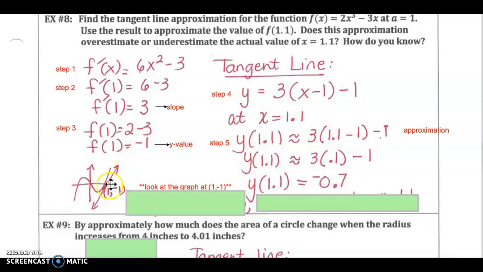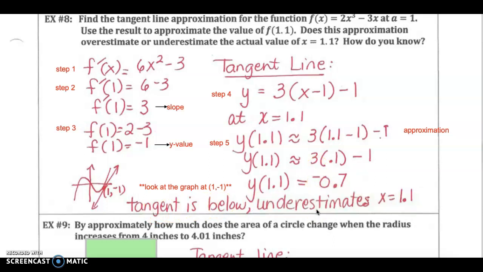Okay, so when we look at that, that line is under the actual function. So the tangent line is below the function, which is going to make negative 0.7 an underestimate. Okay, if it's over the function, like if it was over here, at whatever x value, that would be an overestimate. But this one is an underestimate because it's below the actual function.